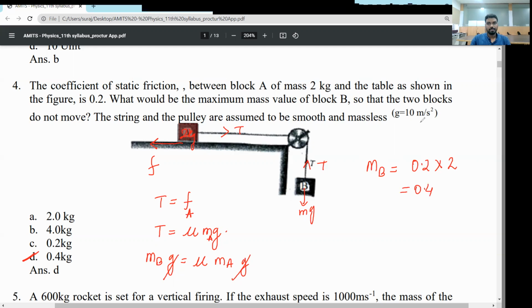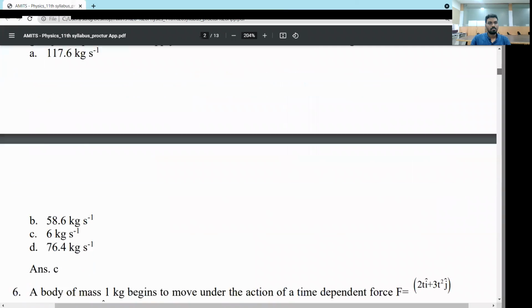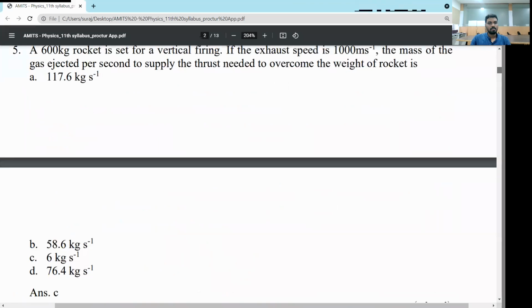Coming to question number 5. Question number 5, what is given here? In which of the following... a 600 kg rocket.